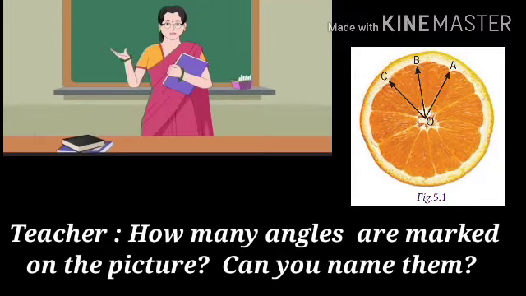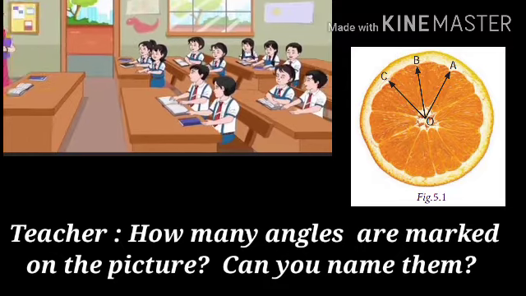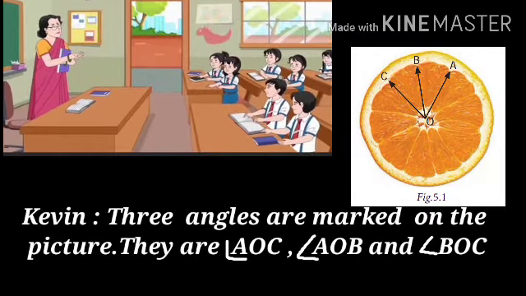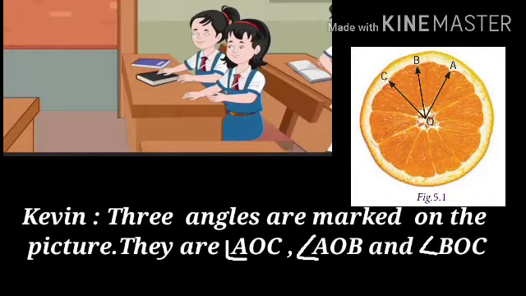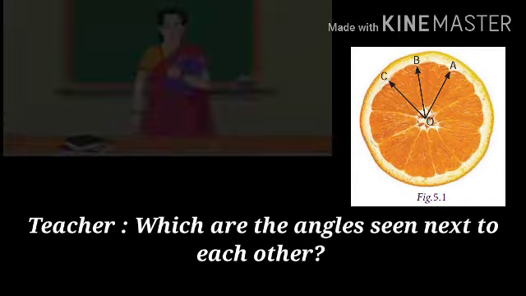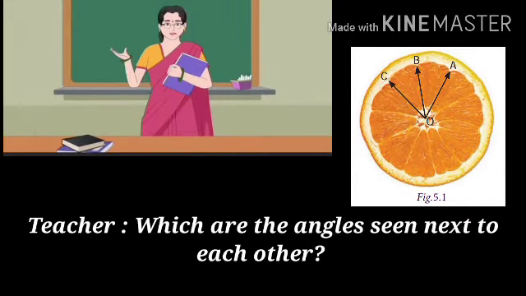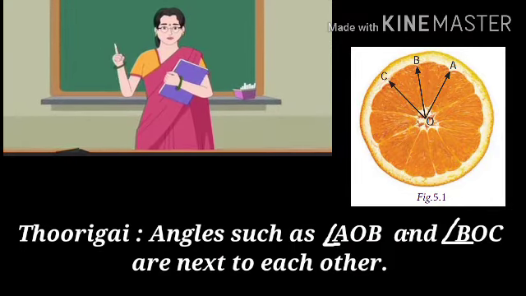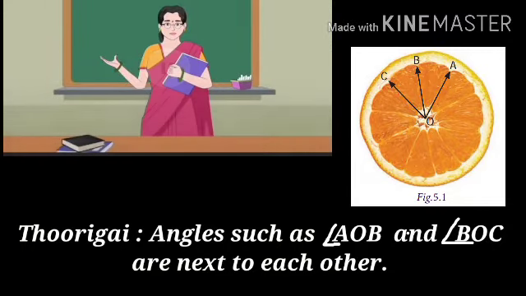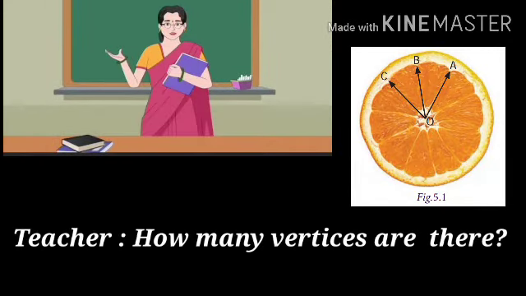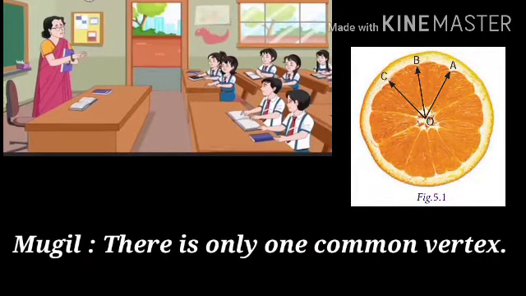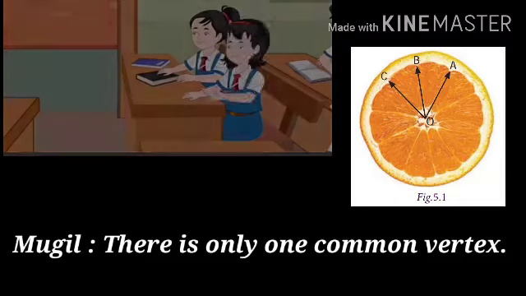Teacher: How many angles are marked on the picture? Can you name them? Kavin: 3 angles are marked on the picture. They are angle AOC, angle AOB, and angle BOC. Teacher: Which are the angles seen next to each other? Turigai: Angles such as angle AOB and angle BOC are next to each other. Teacher: How many vertices are there? Mukhil: There is only one common vertex.